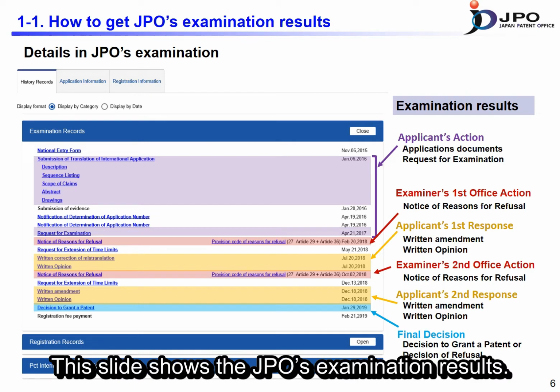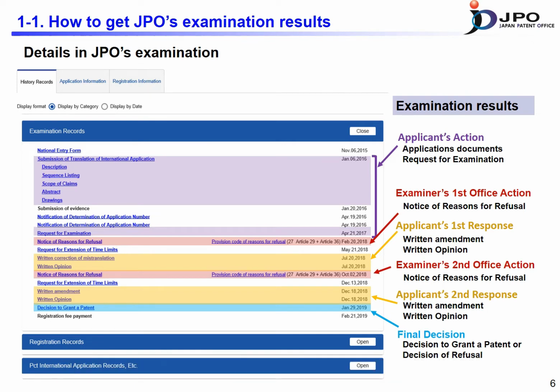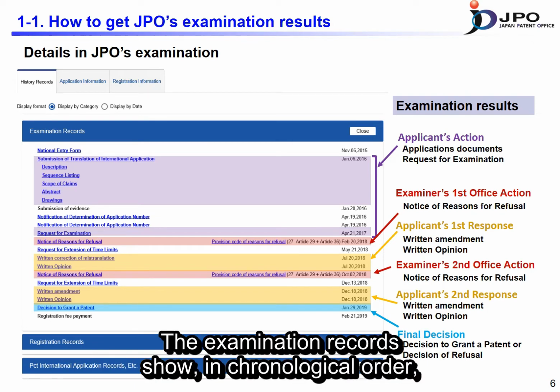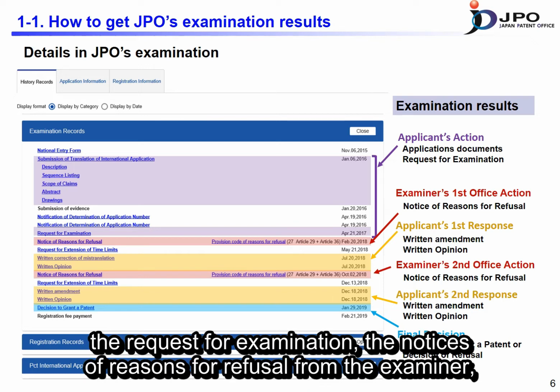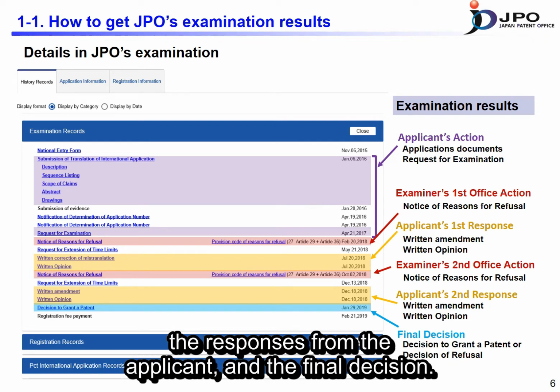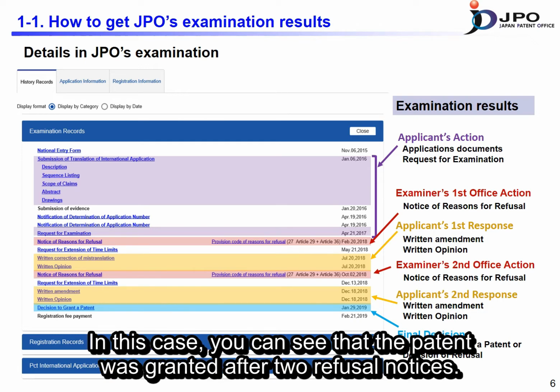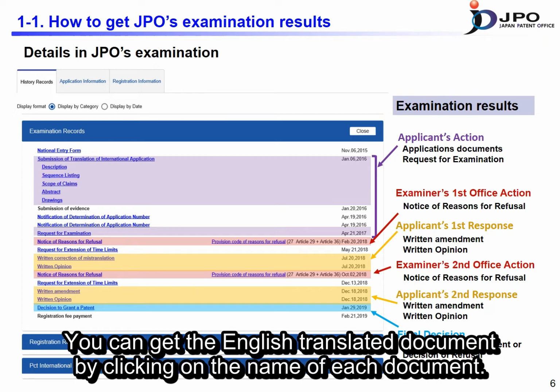This slide shows the JPO's examination results. The examination records show in chronological order the sequence of events from the filing of the application by the applicant, the request for examination, the notices of reasons for refusal from the examiner, the responses from the applicant, and the final decision. In this case, you can see that the patent was granted after 2 refusal notices. You can get the English translated document by clicking on the name of each document.